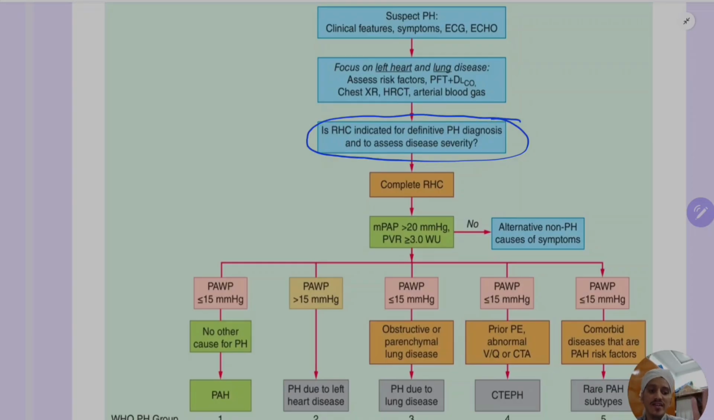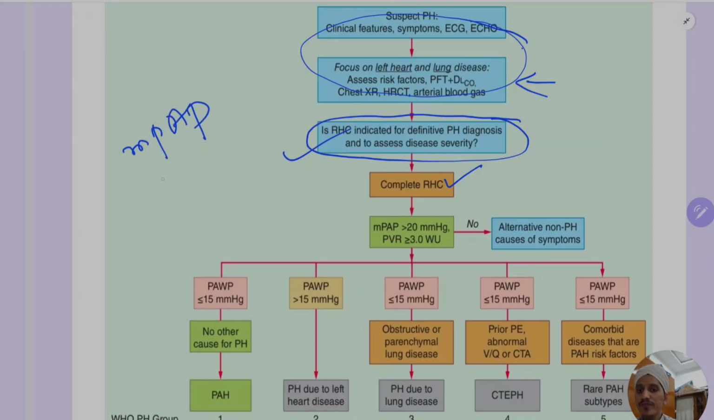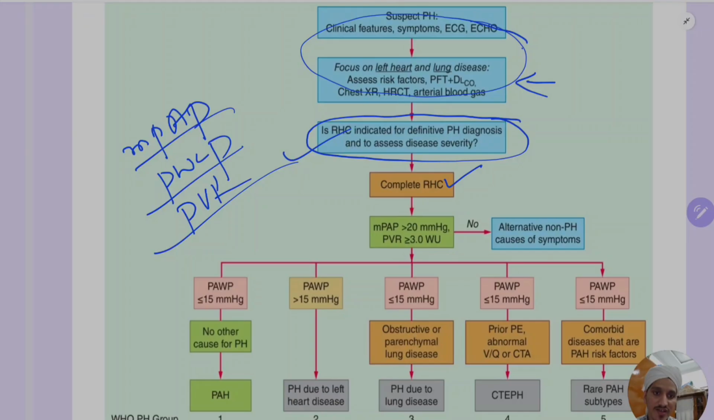By symptoms, clinical features, and by doing up to here only, if you are so confident that this patient obviously has pulmonary hypertension, then you should ask yourself whether you need to do RHC in this patient or not, to assess for confirmation and disease severity. If you're not confident, then you should go for right heart catheterization. There you will have 3 parameters to assess: MPAP, as I explained in the previous video, PCWP, pulmonary capillary wedge pressure, and then pulmonary vascular resistance. So based on this, you will differentiate the causes.